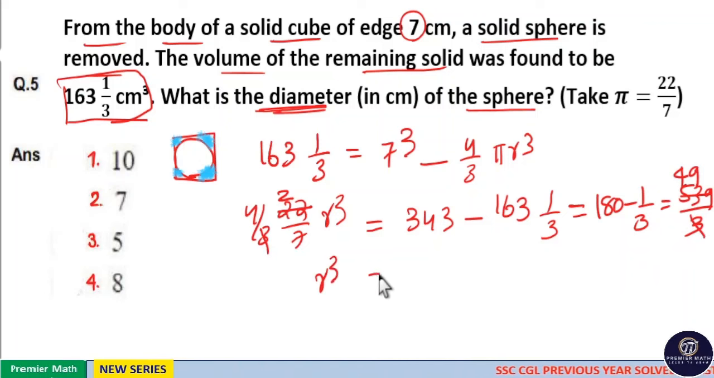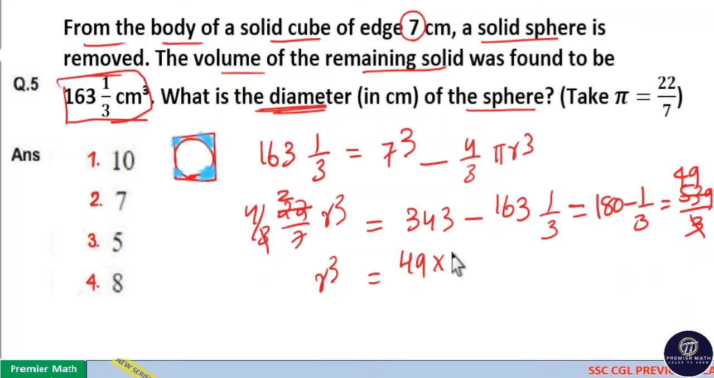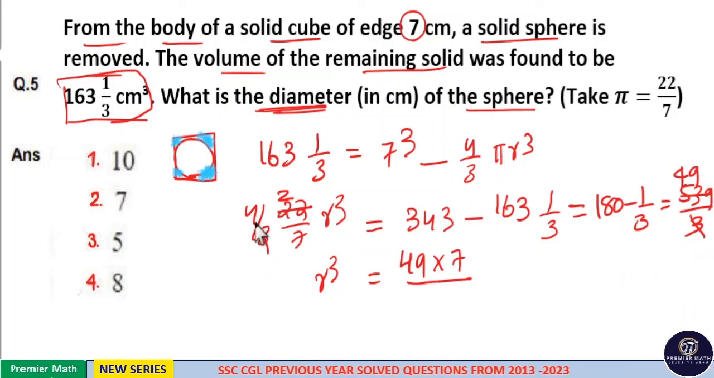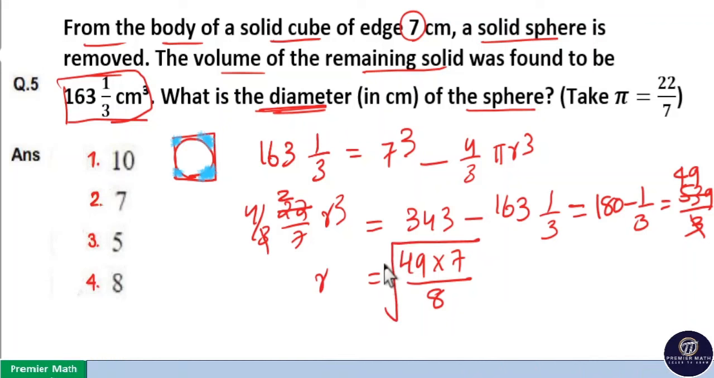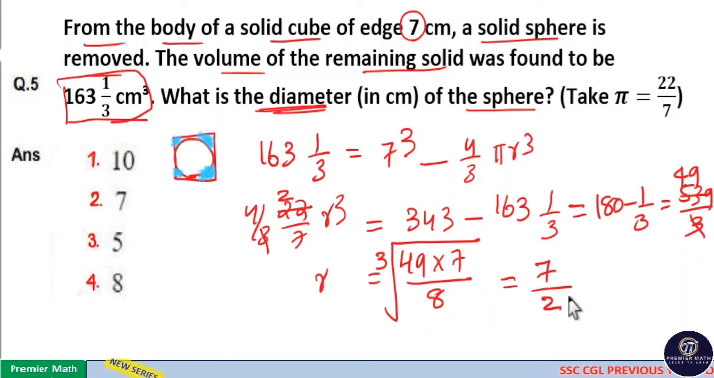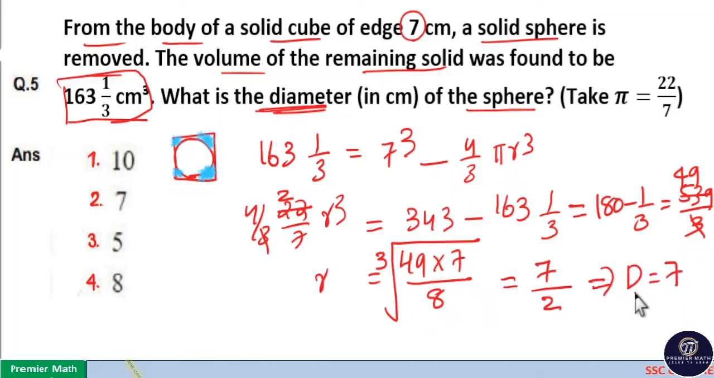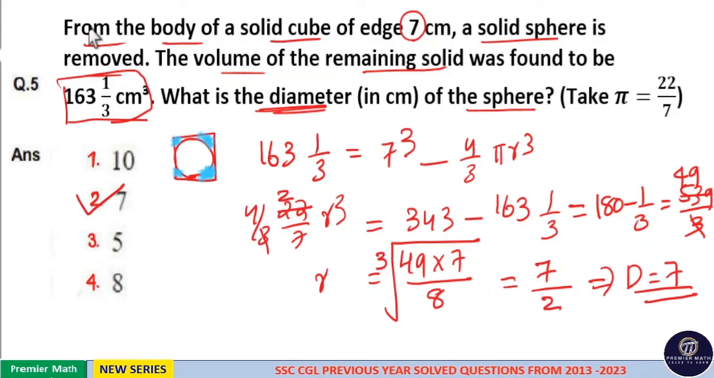Now, r cube is equal to 49 into 7 divided by 4 into 2, that is 8. So, r is equal to the cube root of 49 into 7 by 8. 49 is 7 square, so 7 cube. Cube root of 7 cube is equal to 7. Cube root of 8 is equal to 2. Now, 7 by 2 is r, which means diameter is equal to 7. So, option 2 is your answer.